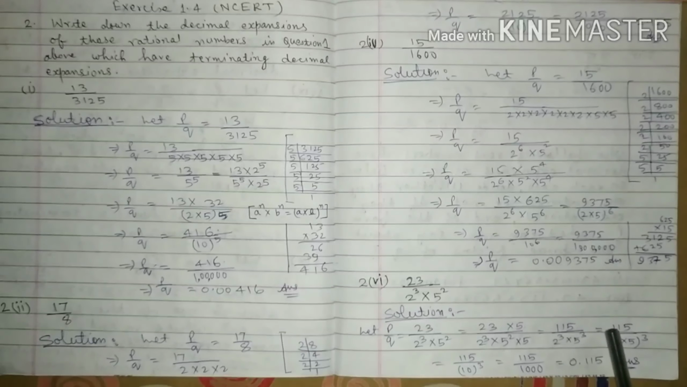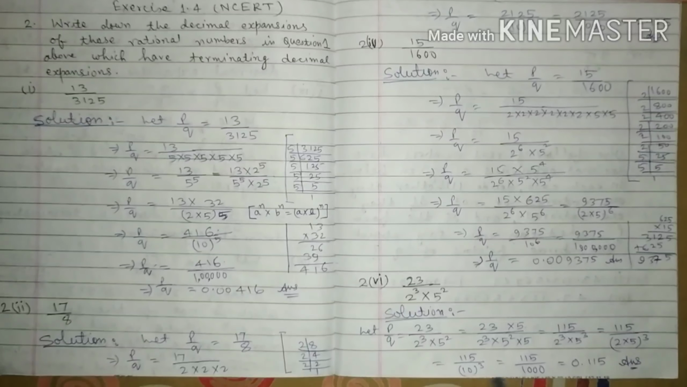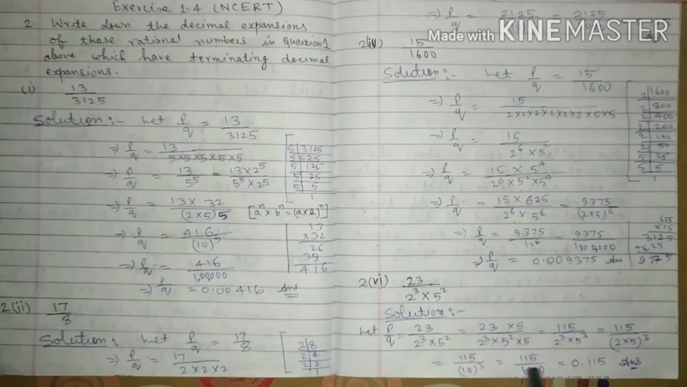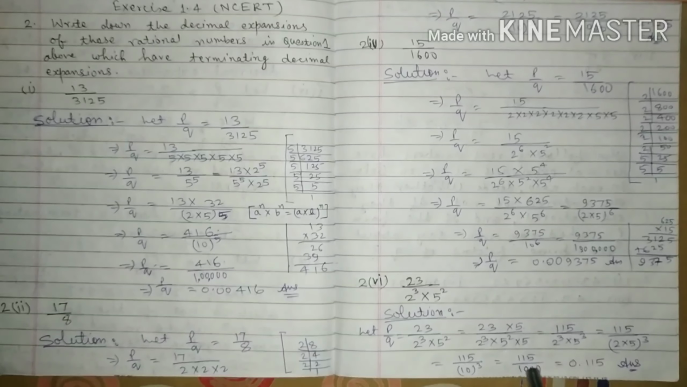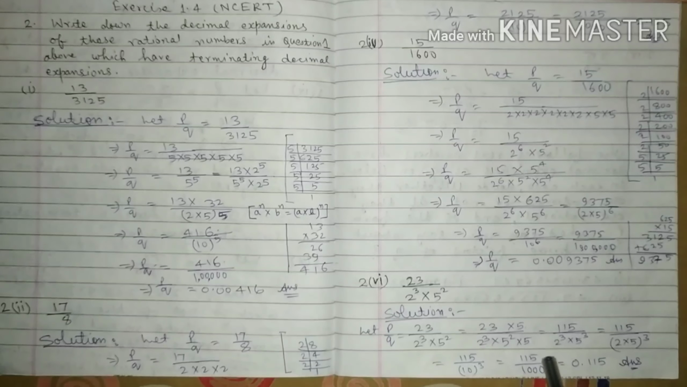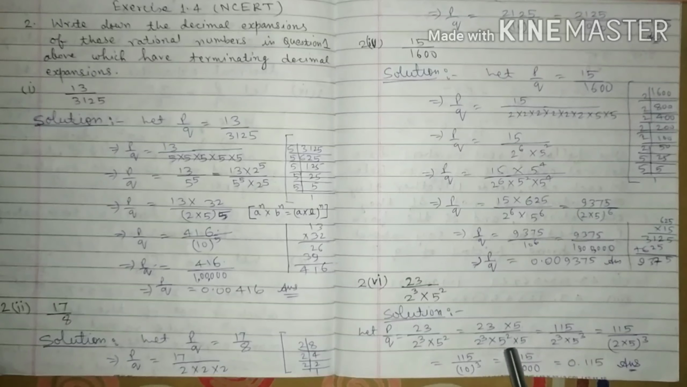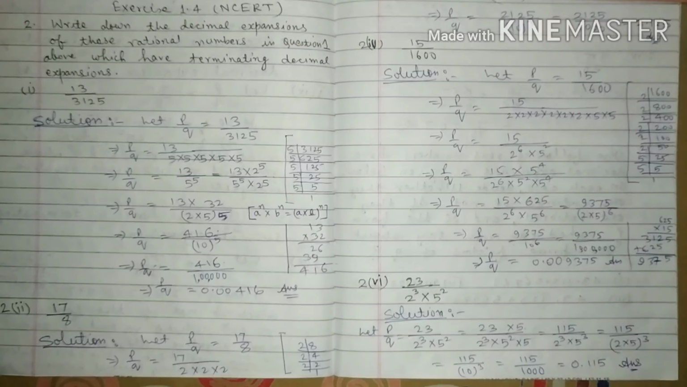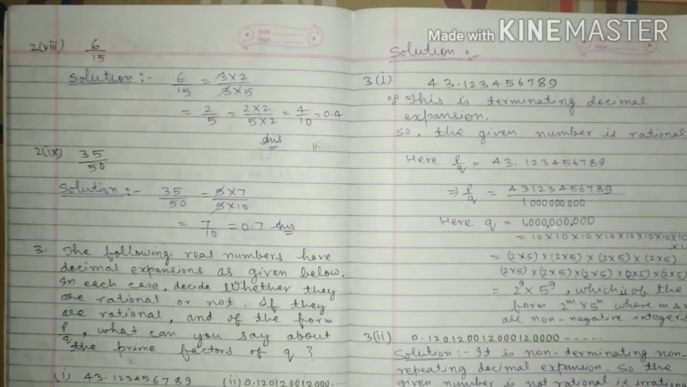This can be written as 115 divided by 2 into 5, the whole to the power 3. This can be written as 115 by 10 to the power 3, which is 115 by 1000. Since there are 3 zeros after 1, the decimal can be shifted from right to left by 3 digits. So this can be written as 0.115. This is the answer of question number 2, part 6.